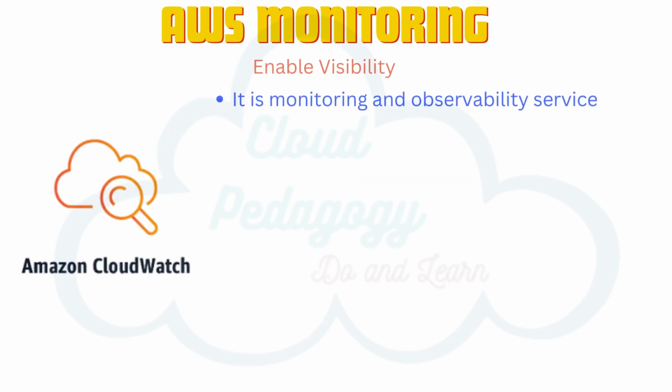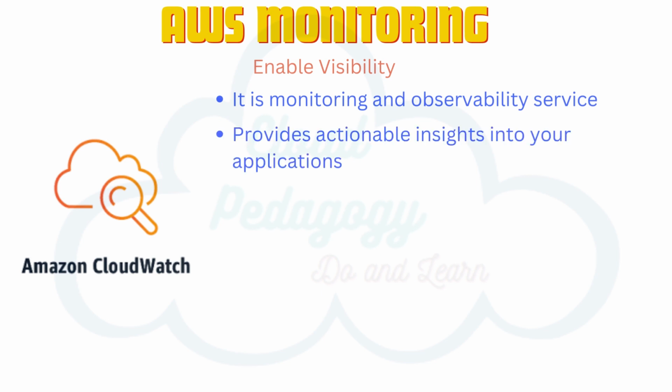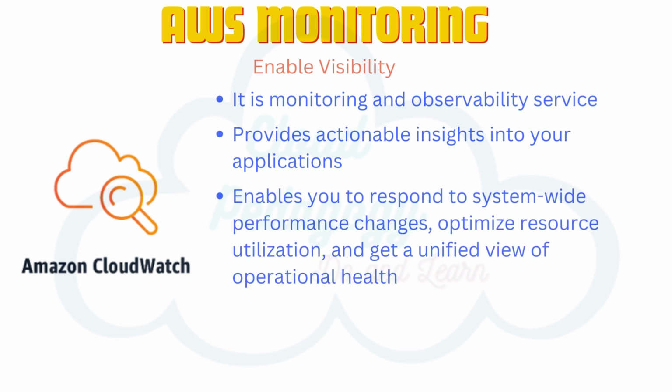Amazon CloudWatch is a monitoring and observability service that collects data like those mentioned. CloudWatch provides actionable insights into your applications and enables you to respond to system-wide performance changes, optimize resource utilization, and get a unified view of operational health. This unified view is very important.